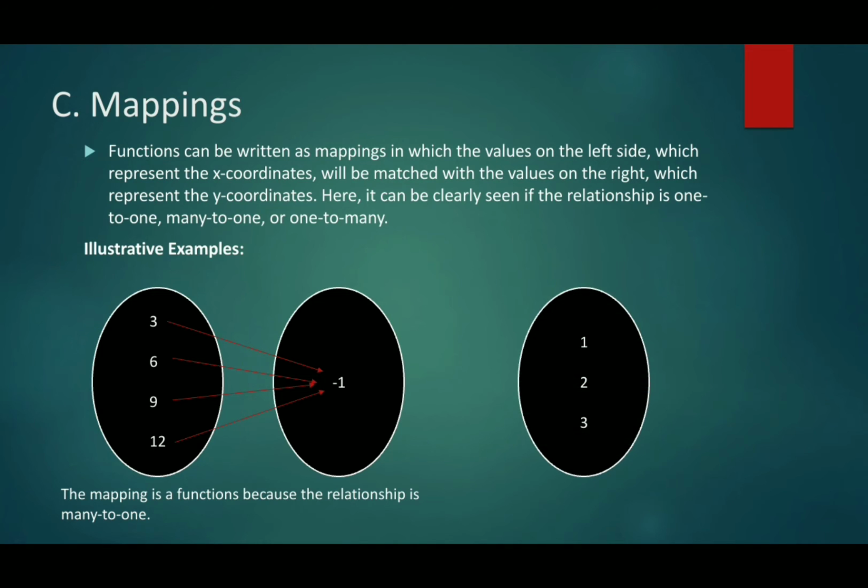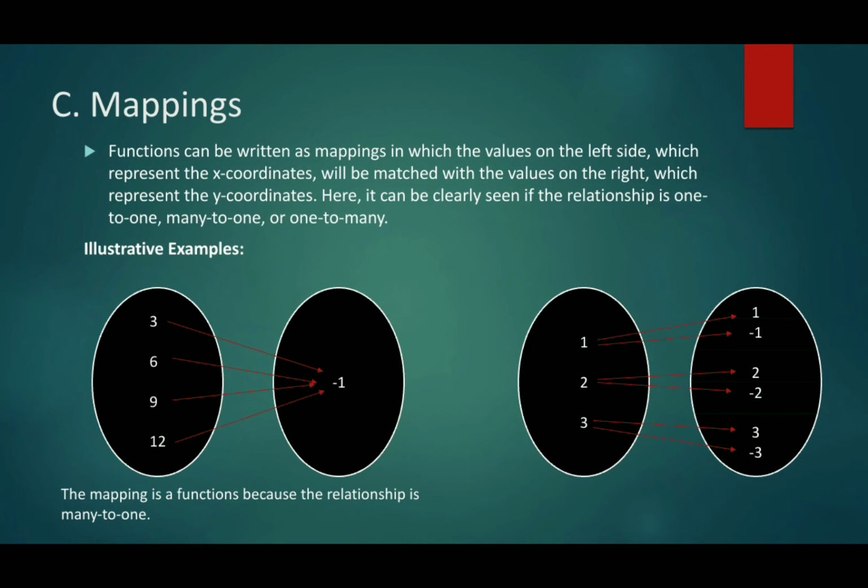Okay? Next, another example. So, 1, 2, 3. On the other side, we have 1, negative 1, 2, negative 2, 3, negative 3. So, in the x's, x side is 1, 2, 3. And the other side is 1, negative 1, 2, negative 2, and 3, negative 3. So, the mapping shows a mere relation because the values in x are paired with more than one value of y. Okay? So, yung 1, pwede siya sa 1, and yung isa pang 1, pwede siya sa negative 1. So, 1 to many yan.